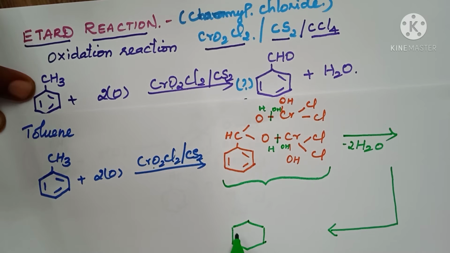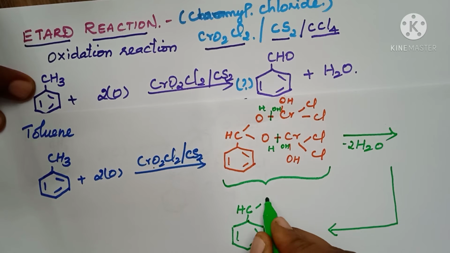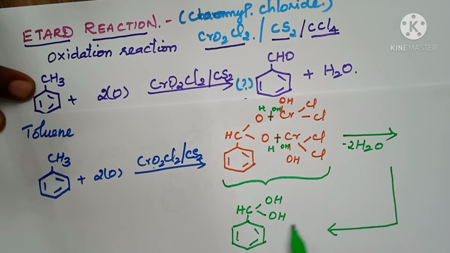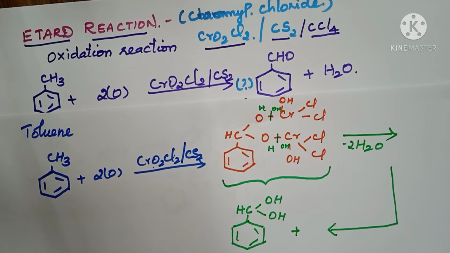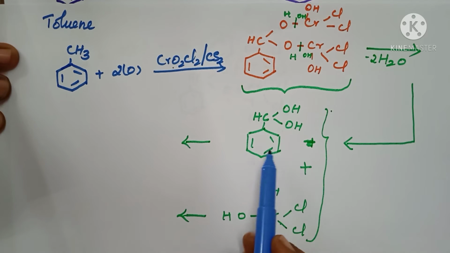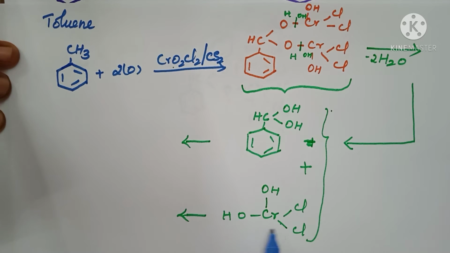Okay, benzene, this part only we will write. HC, here OH, here OH. See, this part OH and this part OH, and the remaining product I will write in this part. Okay, now this compound we are receiving is the first product, and this compound is the second product.